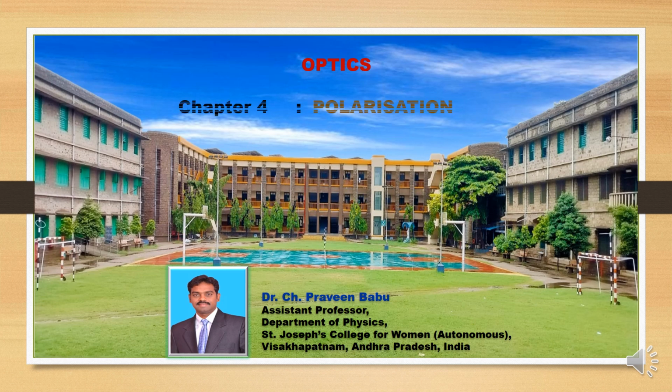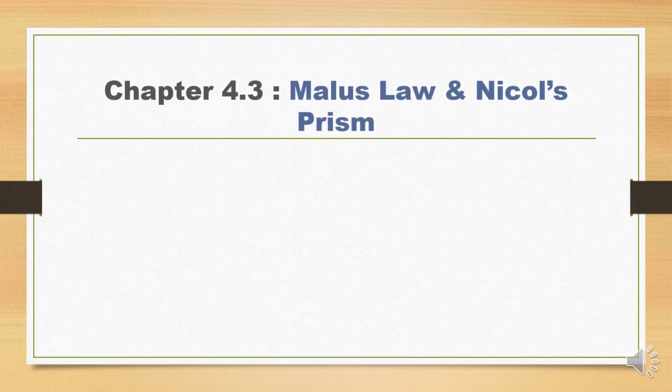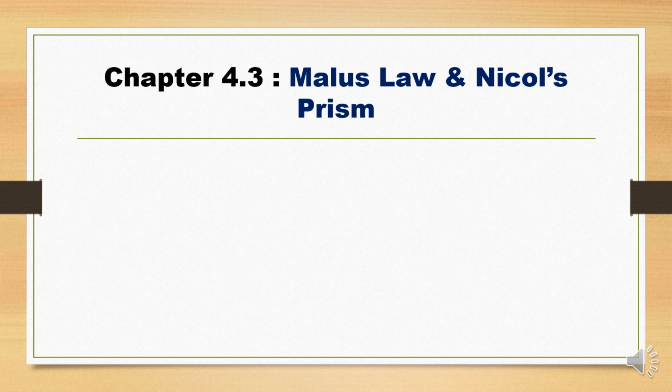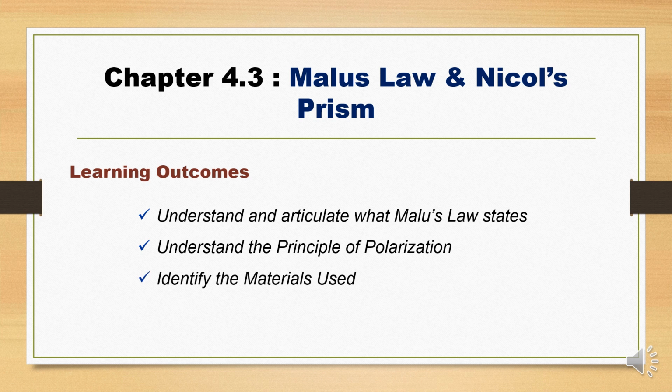The subtopic is Chapter 4 Polarization. Chapter 4.3 Malus Law and Nicol's Prism. Learning outcomes from this topic: understand and articulate what Malus Law states, understand the principle of polarization, identify the materials used, differentiate between types of polarizer.